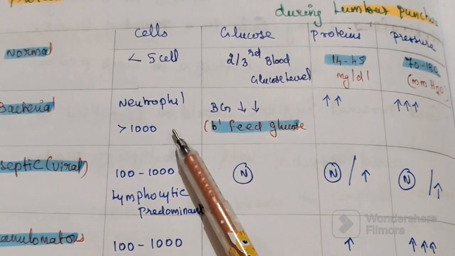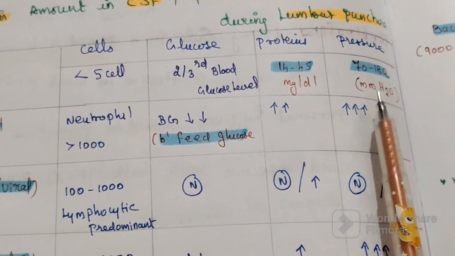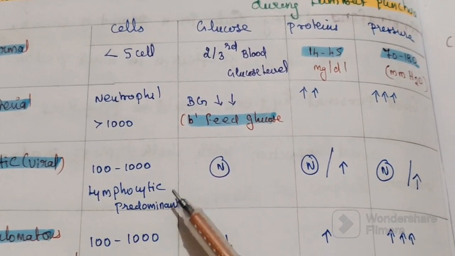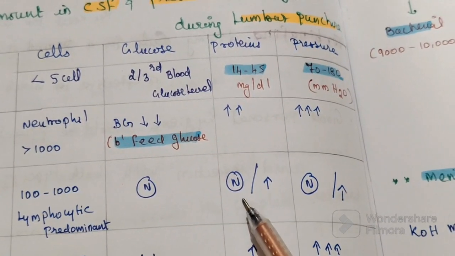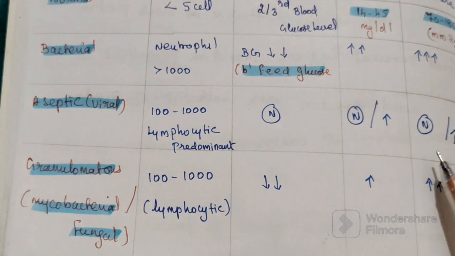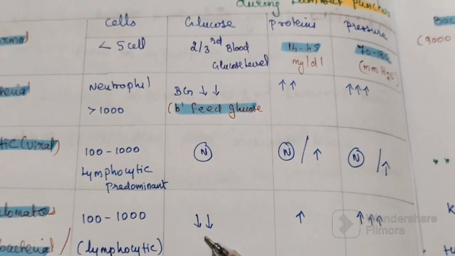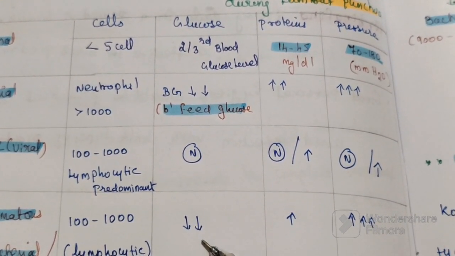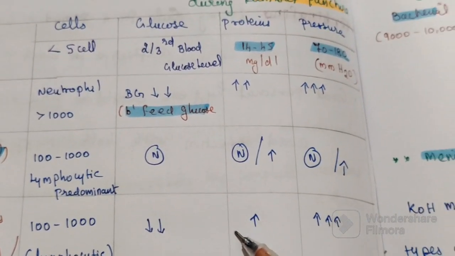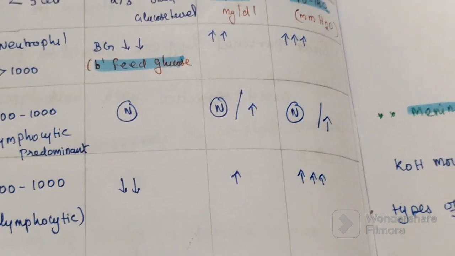Bacterial means neutrophils increased, glucose level decreased, protein and pressure levels increased. Viral means lymphocytes are predominant, glucose normal, protein normal or increased, pressure also normal or increased. Granulomatous: here also lymphocytic, glucose level decreased because mycobacterium or fungus will feed on it. Then protein level increased, pressure level predominantly increased.